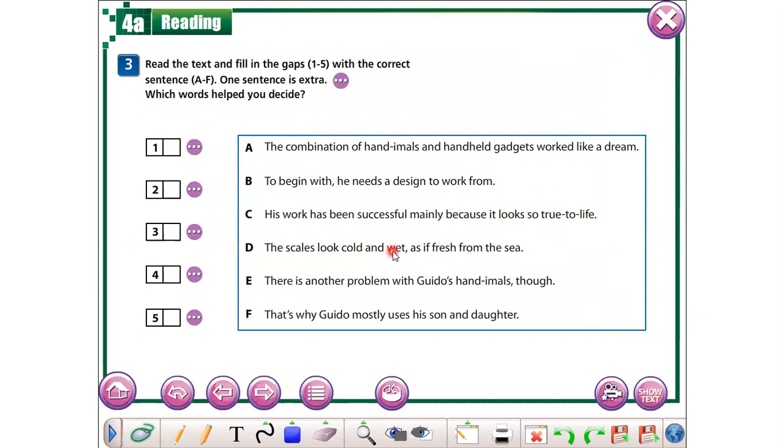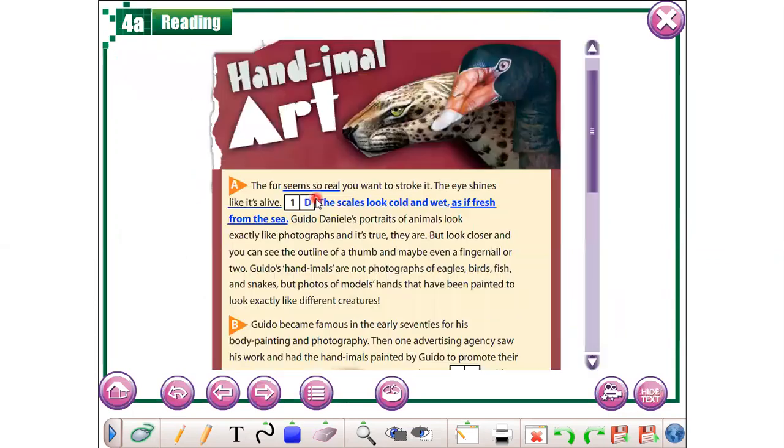Why? Because before the text, they mentioned that the drawing seems so real, like it's alive. And then there is a sentence that is a continuation. They mentioned the scales of the fish look all cold and wet as if fresh from the water.